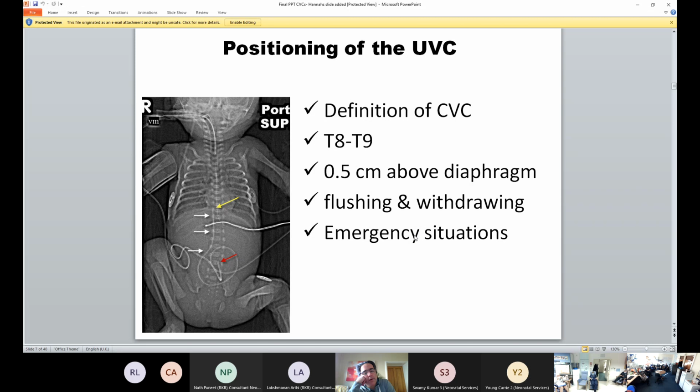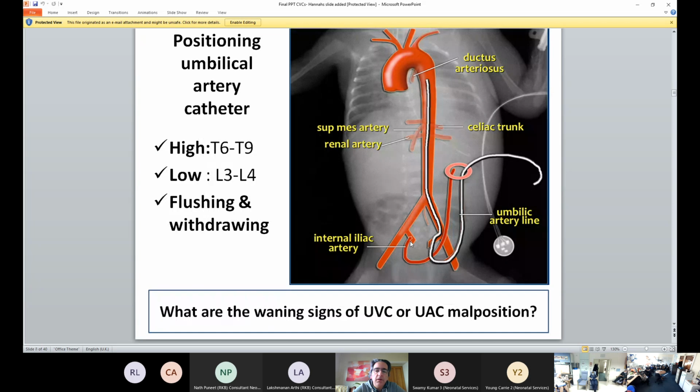In an emergency situation, we don't make all these calculations. We just advance the UVC until we get free flow of blood, and then we can use it to administer emergency medication. And then after the resuscitation, you can verify the position and act accordingly.